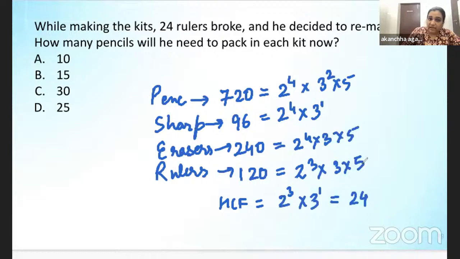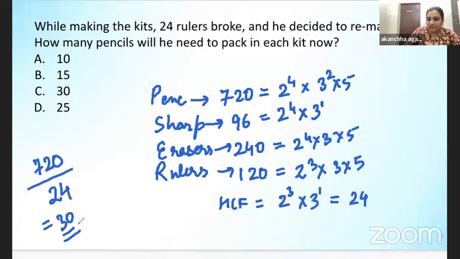Now they're saying that how many pencils will he need to pack? So how many pencils will be there? Total number of pencils is 720. And in how many kits are there? 24. So in each, he will have to pack 30 pencils.